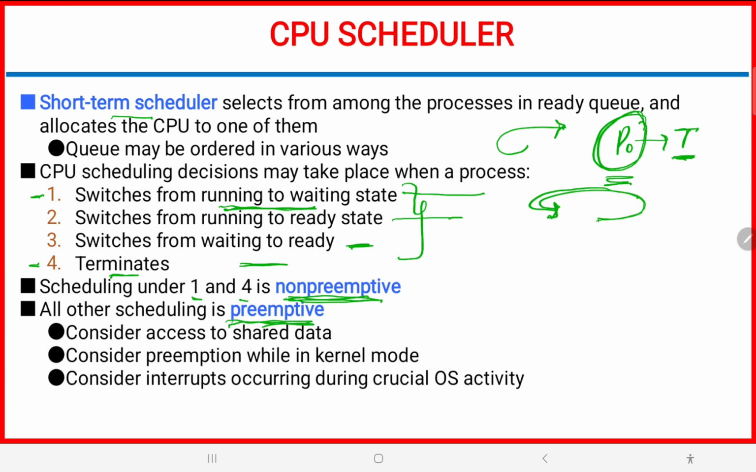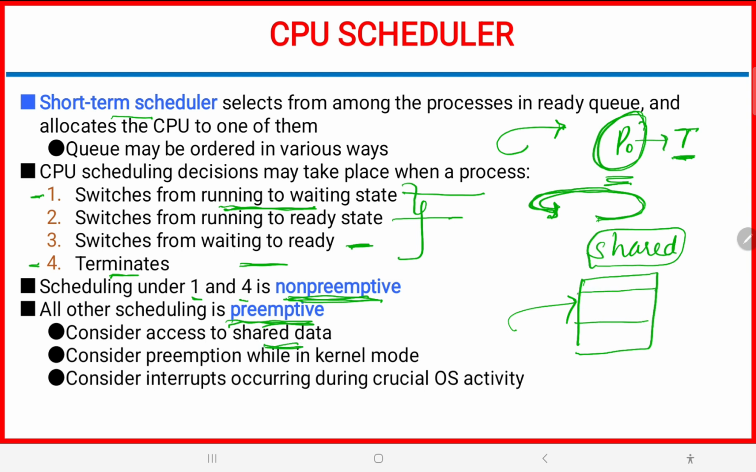There are a few issues which need to be taken into consideration when such things are happening. When a process is forcefully removed in between, suppose that process is working on some shared data, and as of now that activity has not yet completed, but process P0 was forcefully removed. So the update was pending. Someone is trying to read the incomplete data, so this will lead to an inconsistency in the system.